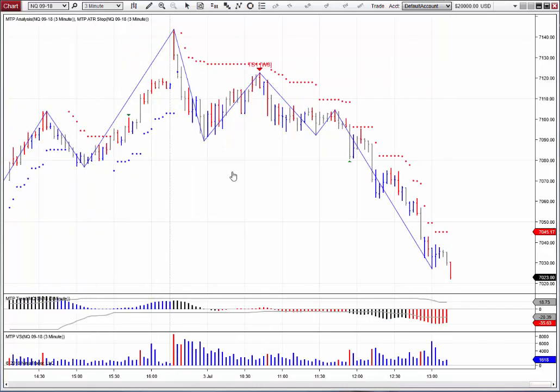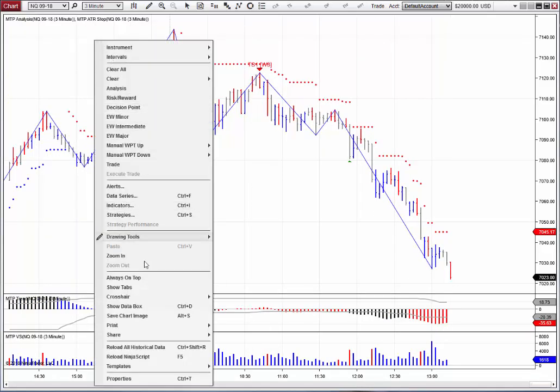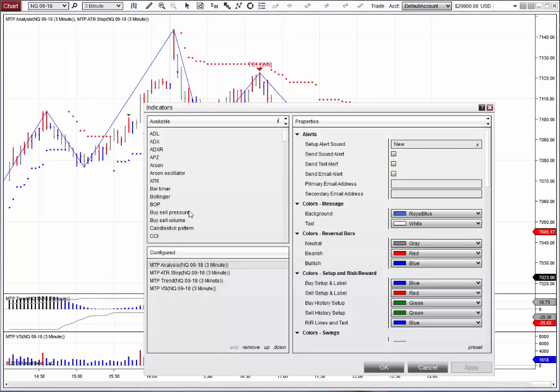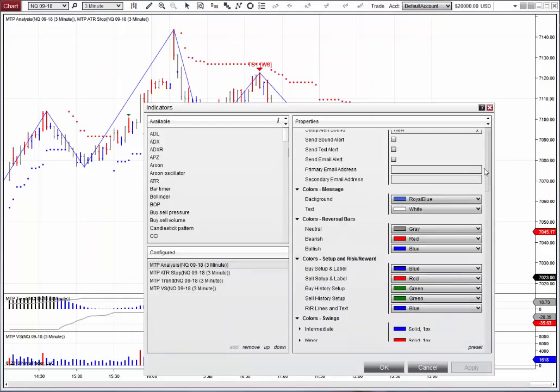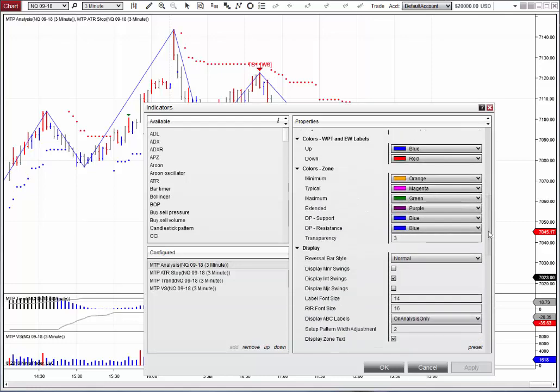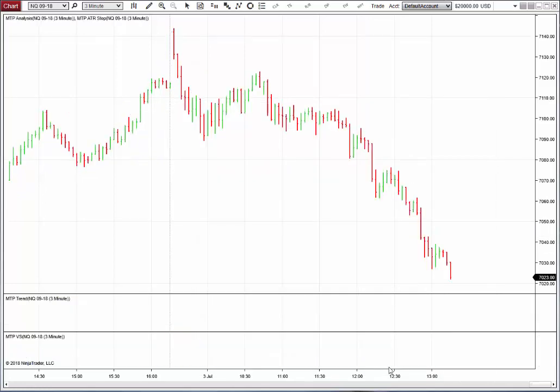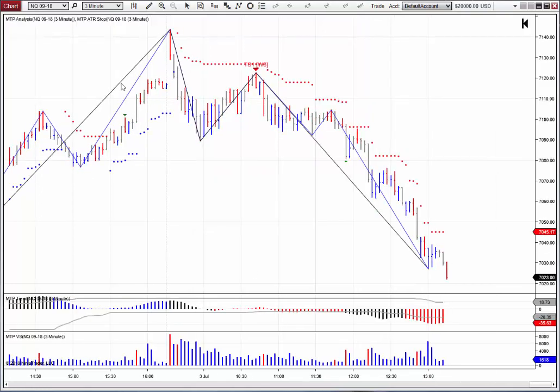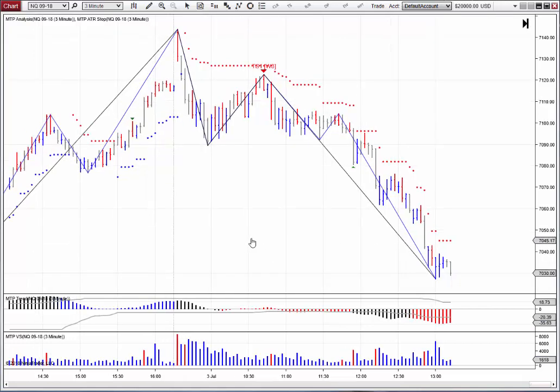So what is a Wave 3 trade setup? Well, if I am just going to put the major swings on here just so we can have a look at what the major swings are. Display major swings. There we go. Right, you can see the major swings are highlighted there in black.